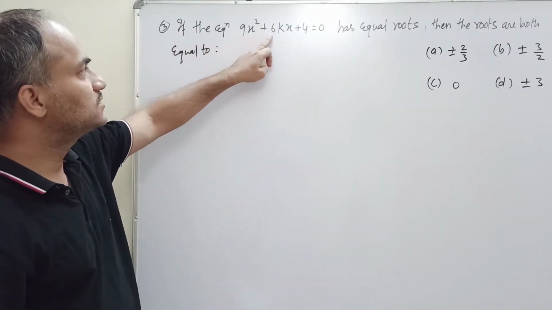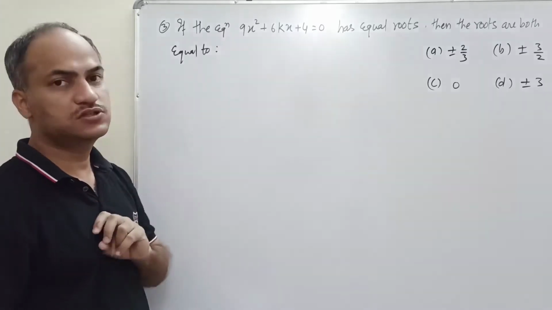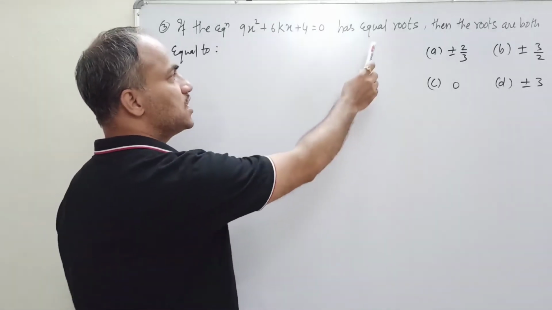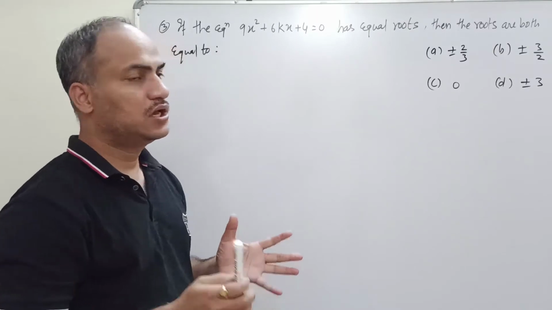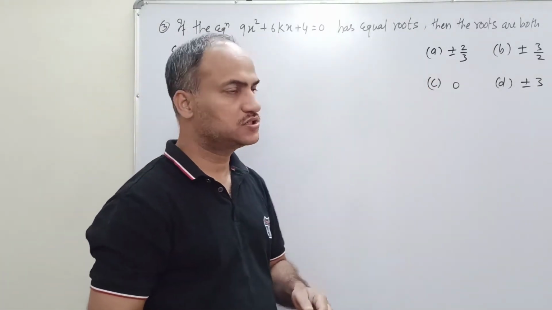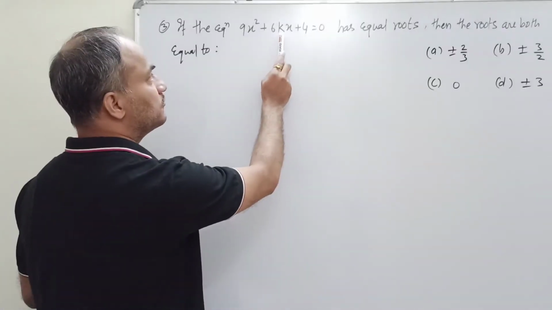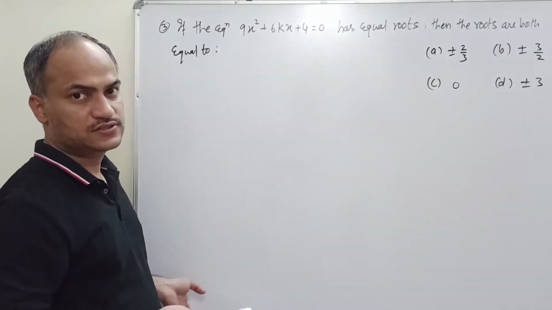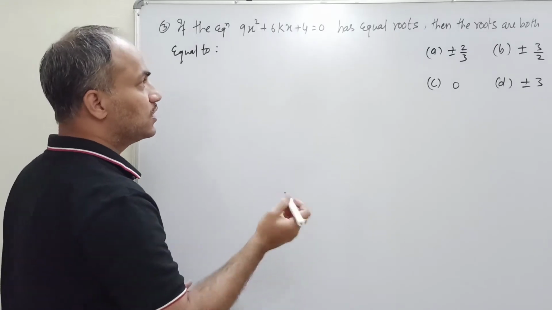9x square plus 6kx plus 4 is equal to 0. This equation has equal roots. Then the roots are both equal to what value? These are the 4 options we have. And here the value of k is not given to us. Fine guys. Okay, so let us proceed.